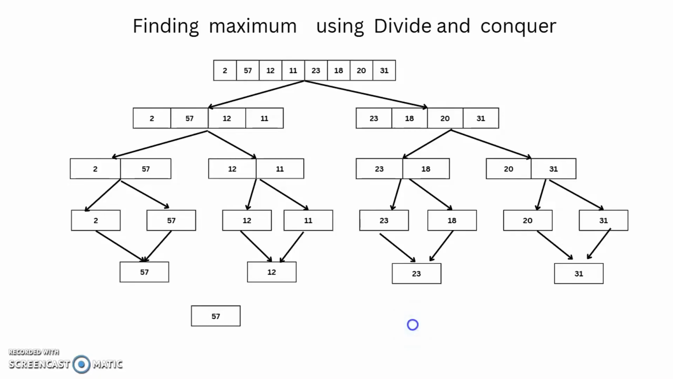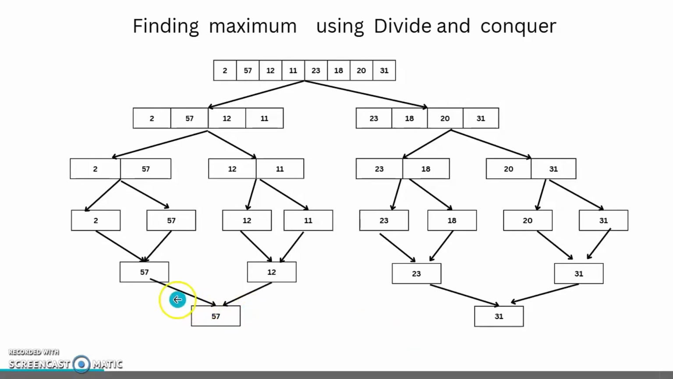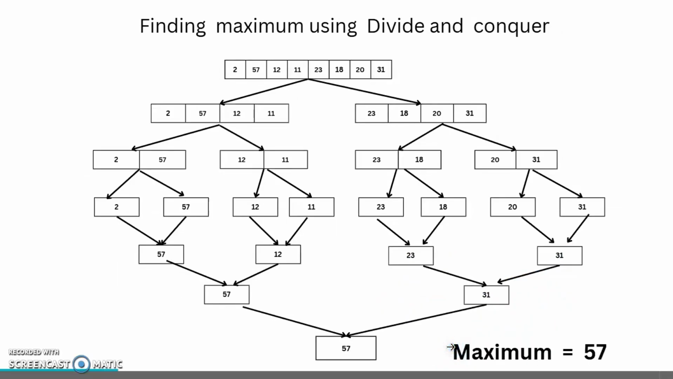Further we can combine the next lists, that is 57 and 12, you take the maximum, and here 23 and 31 you take the maximum. Then you further combine, where you take the maximum of these two numbers, 57. So we have arrived at the maximum of the list, which is 57. By this way you can easily find the maximum of a list using a divide and conquer algorithm.